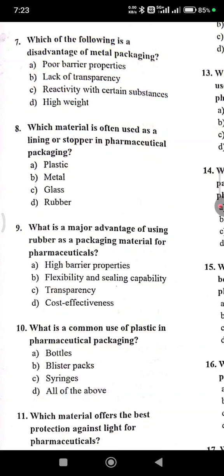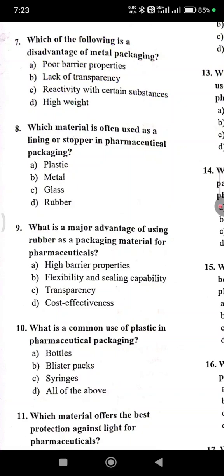Question 9. What is a major advantage of using rubber as a packaging material for pharmaceuticals? That is option B, flexibility and sealing capability. Let's go to question number 10.